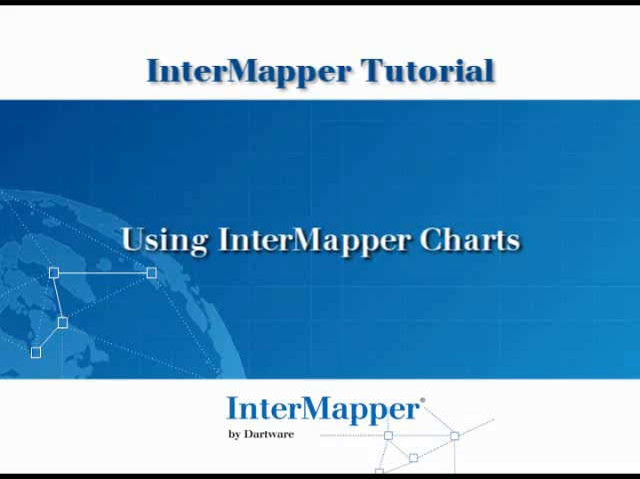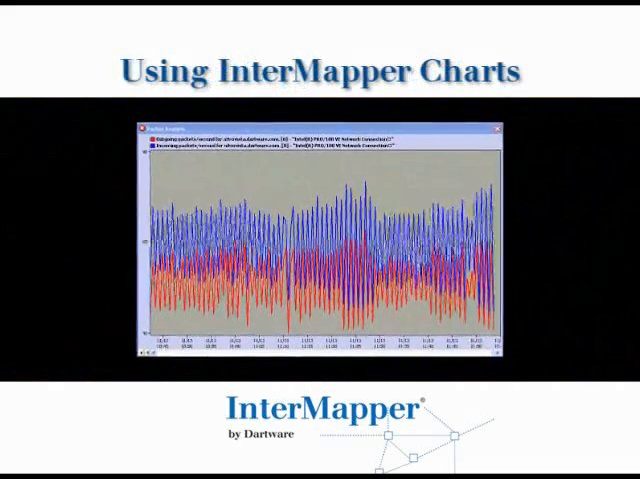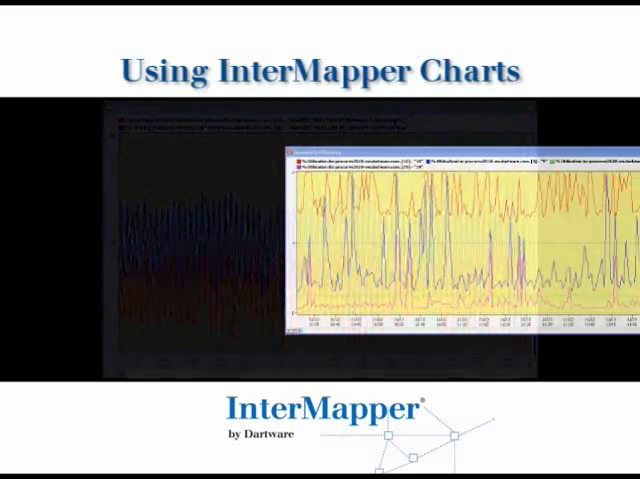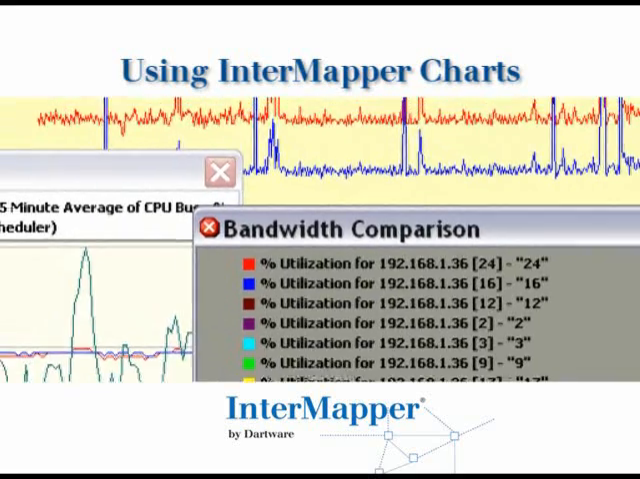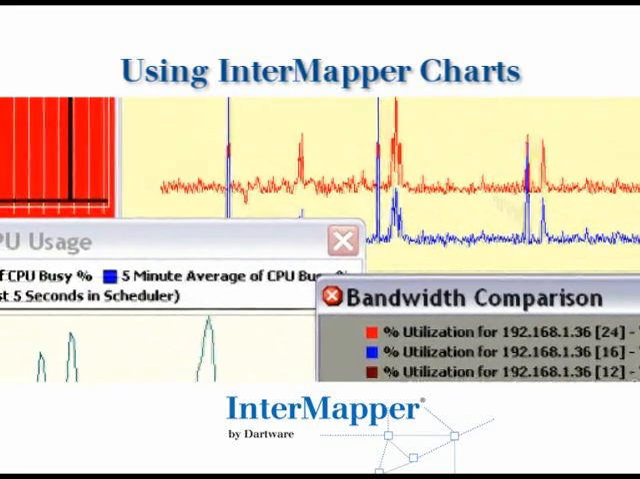Is your wireless signal strength dropping? Is the jitter from those video cameras increasing? Think it's time to increase capacity between sites but don't have the data to support the investment? Use InterMapper Charts to get the real picture.